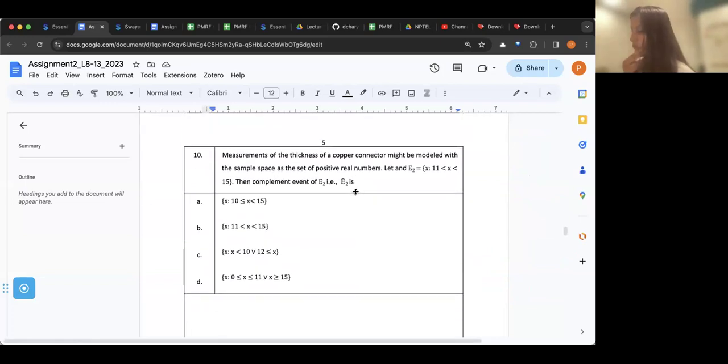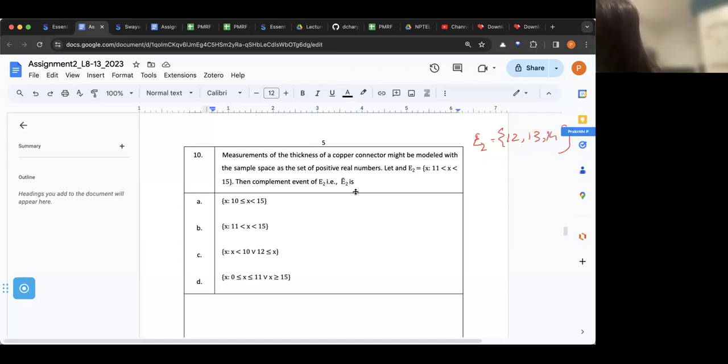Now again the same question, but just a different calculation. You have the same sets. So again, the thickness of a copper connector might be modeled with the sample space of real positive numbers. We just have one set: E2 is equal to X greater than 11, less than 15, which means 12, 13, and 14.